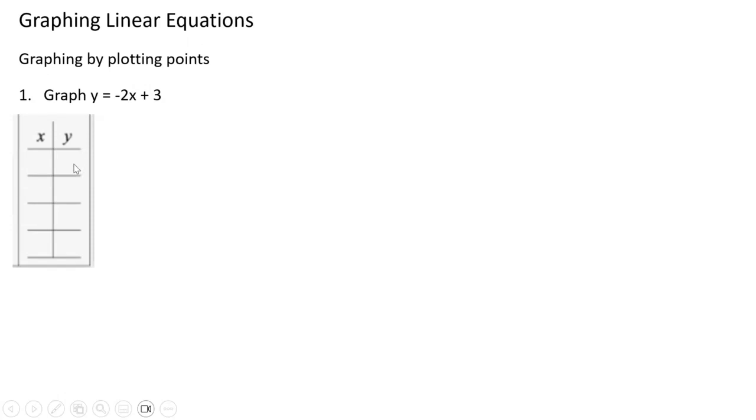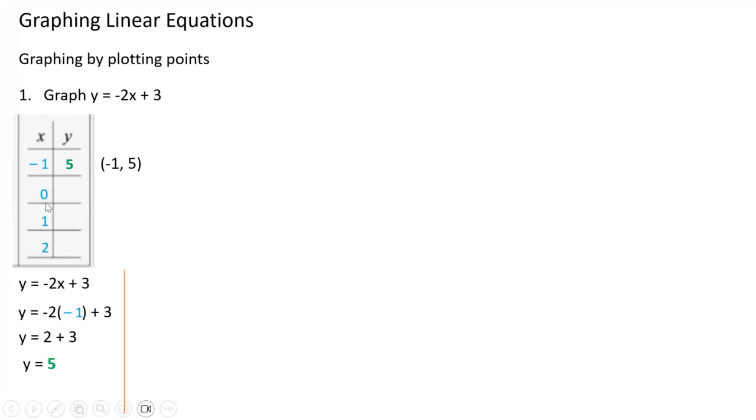So it only takes 2 points to graph, but here I'm going to use 4 points for this example. So I'm going to use -1, 0, 1, and 2 for x. So here's my equation, y equals -2x plus 3. So what I'm going to do here, I'm going to plug in -1 for the x's. This gives us y equals 2 plus 3, so y equals 5. So when x is -1, y is 5. So the point is -1, 5.